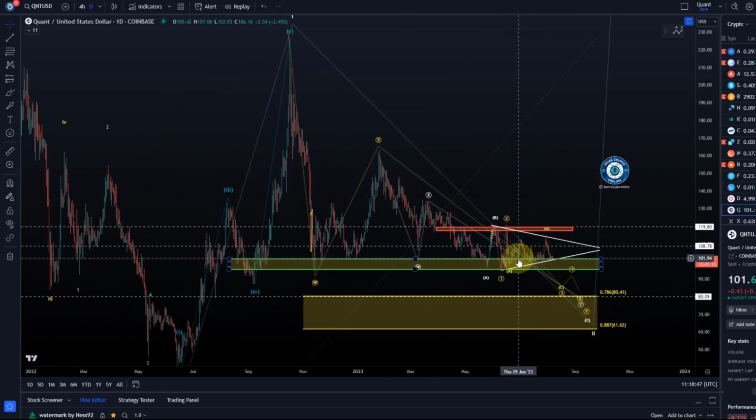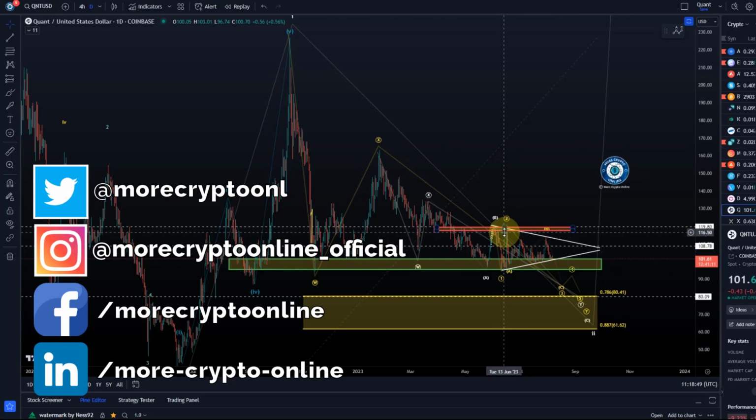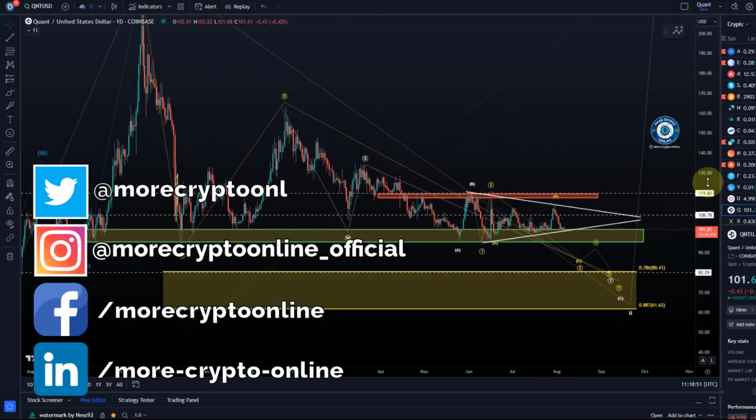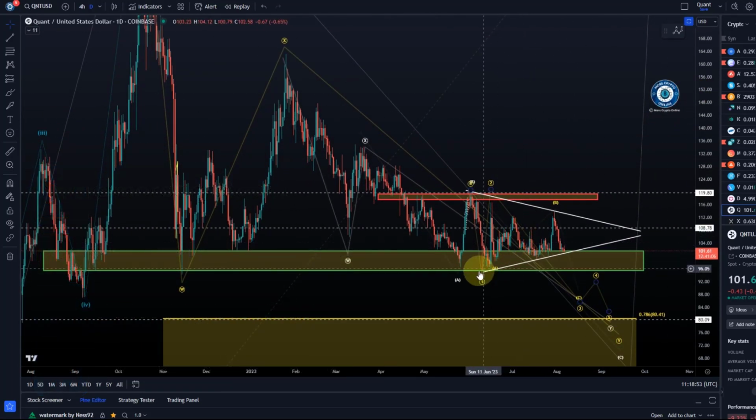On the QNT chart, a few weeks ago, we had quite a bit of a rally here, but it was all within the limits of our range. So as already indicated back then, there was no reason to vibrate out of your chairs yet. And so far, this has been the correct decision.